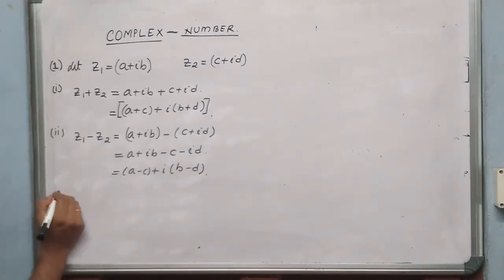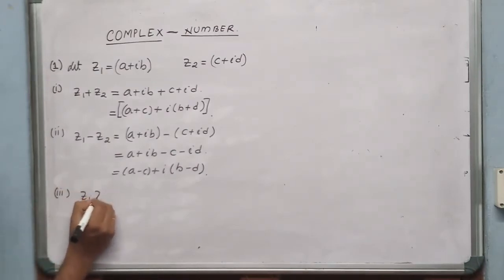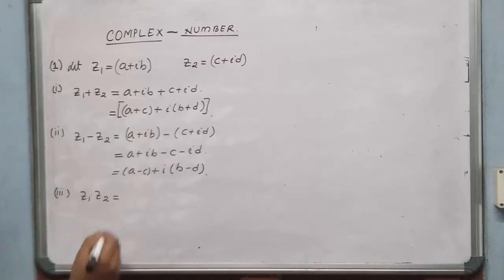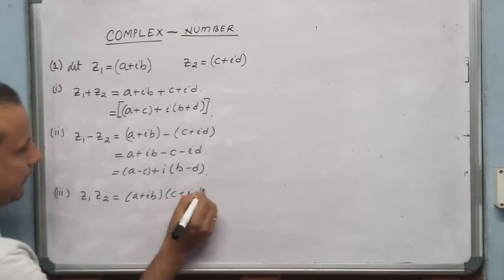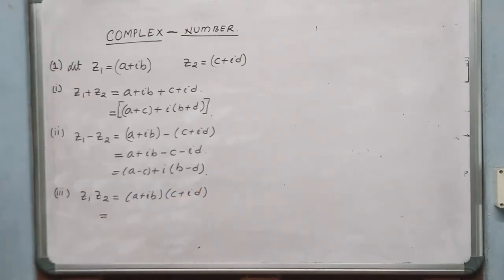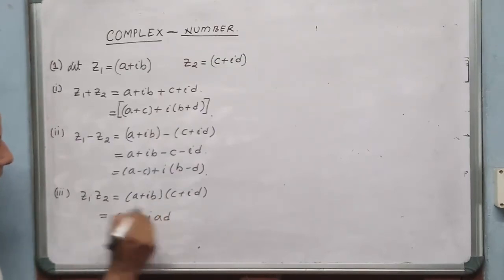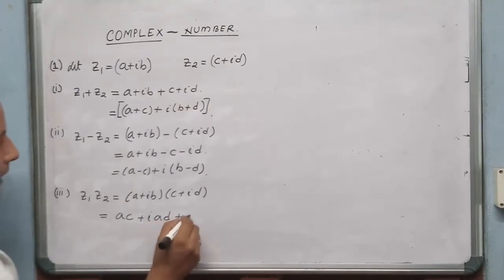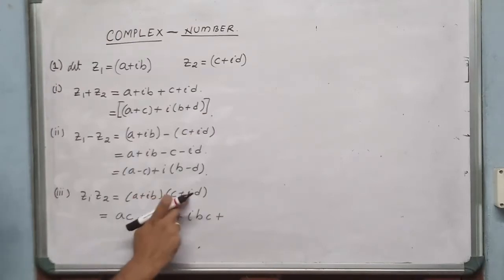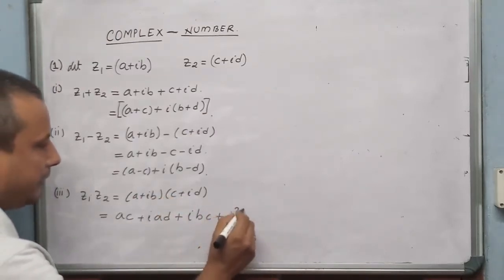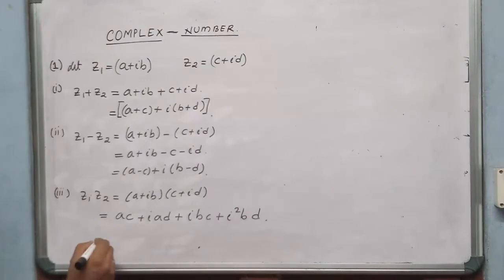We can add, subtract, and we can also multiply these complex numbers. Z1 into Z2, multiplication can be done: A plus IB into C plus ID. We can multiply these two complex numbers. The same algebraic multiplication we can apply: AC plus IAD plus IBC plus I into I, is I square BD.